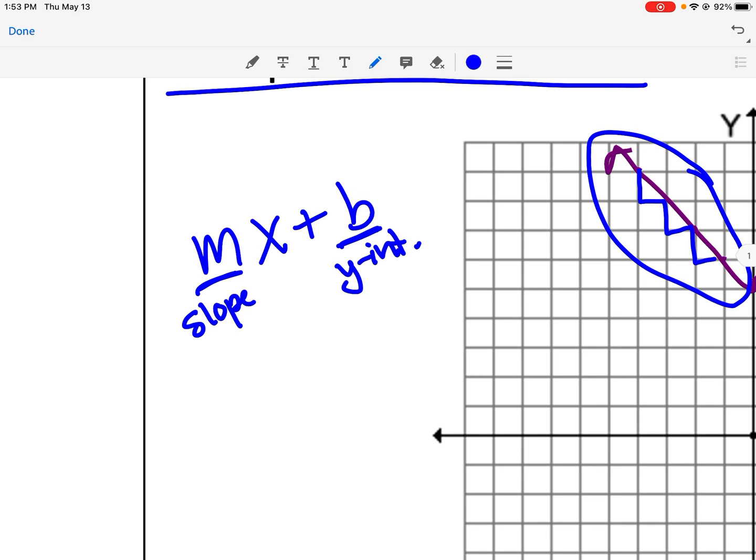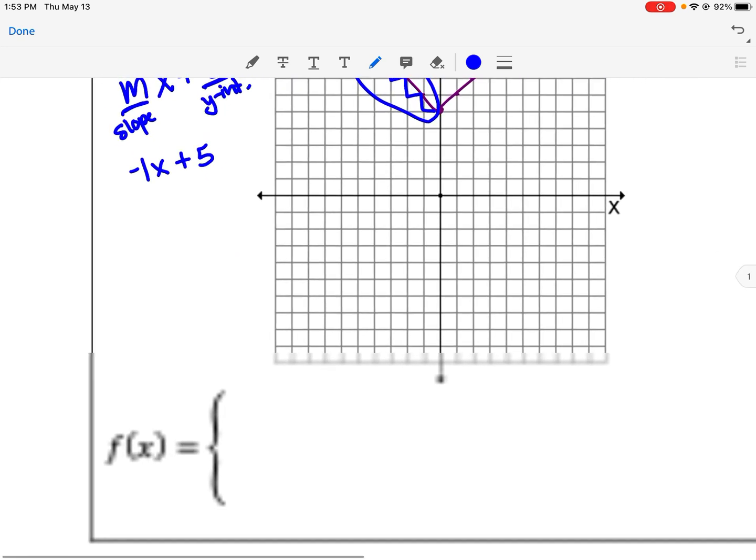So looking at this, and I'm only, again, looking at this side of the graph. So my slope is just rise over run. So negative 1 over 1. So negative 1 over 1, or just negative 1, is my slope. And then the intercept, it crosses the y-axis or touches the y-axis at 5. So there is my first expression.